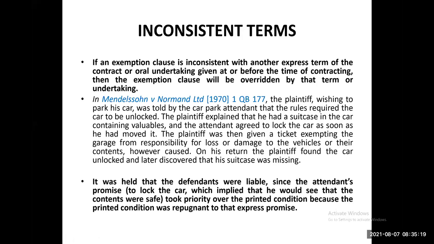What about inconsistent terms found in the exemption process? Well, that is all part of the interpretation that we are doing: if an exemption clause is inconsistent with another contract term or oral undertaking given at or before the time of contracting, the exemption clause will be overridden by that term or undertaking. And there are a number of cases to illustrate that.